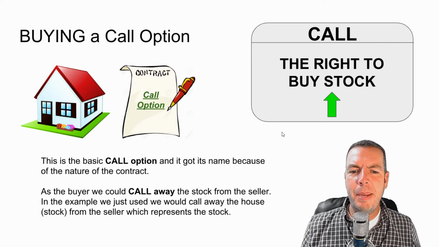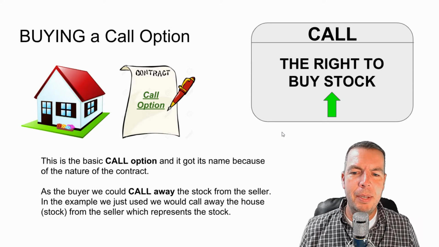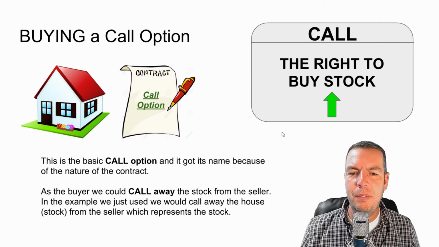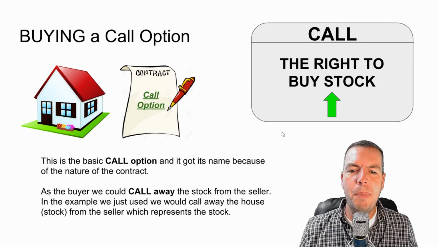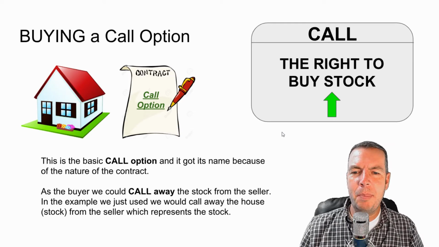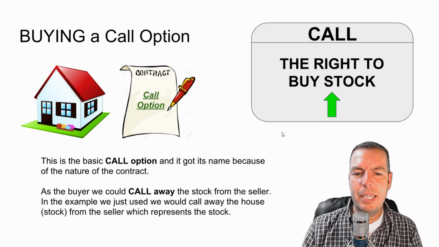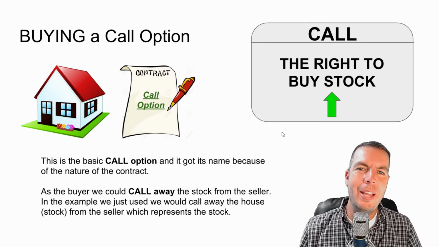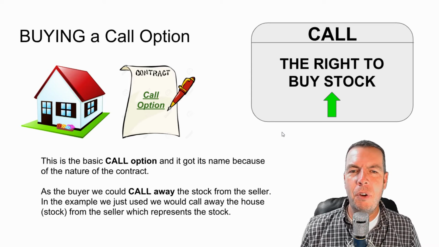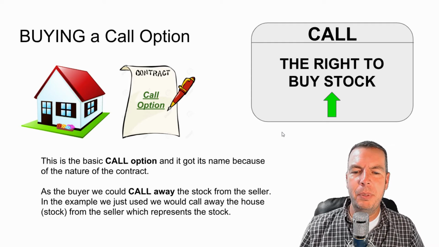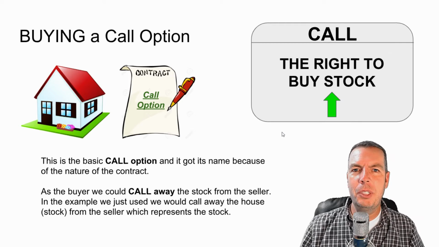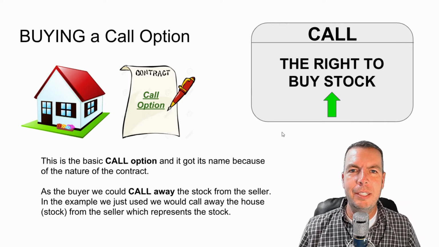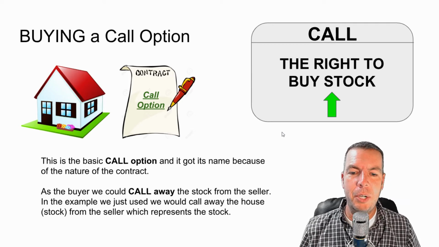So this is the basic call option, and it got its name because of the nature of the contract. As the buyer, in this case where we're talking about this house, we could call that stock or call that house away from the seller. So in the example of a stock, we would just call that stock away from the seller of that option contract.